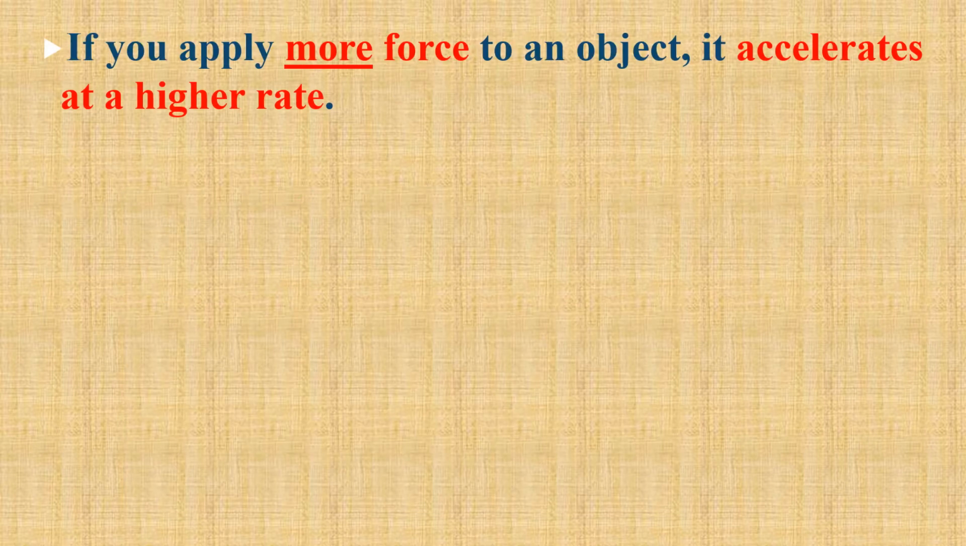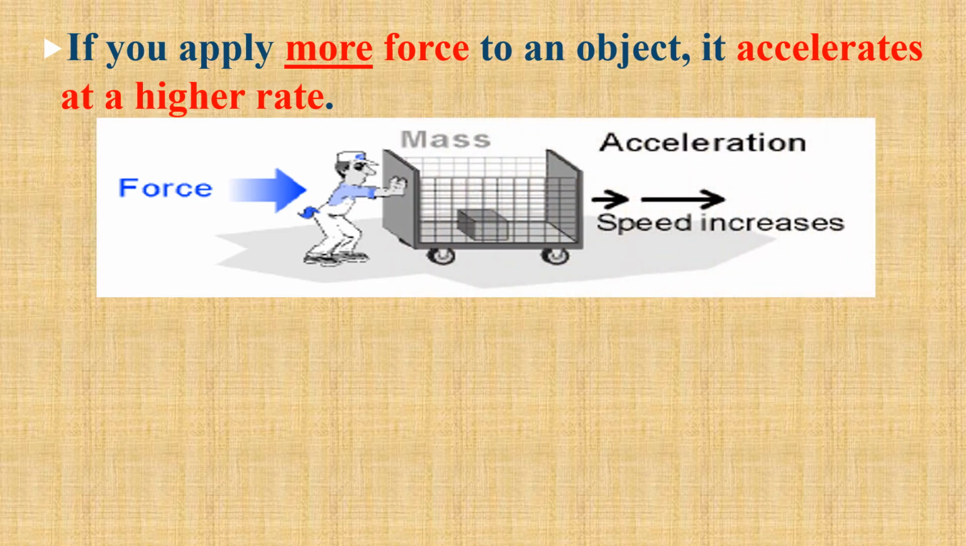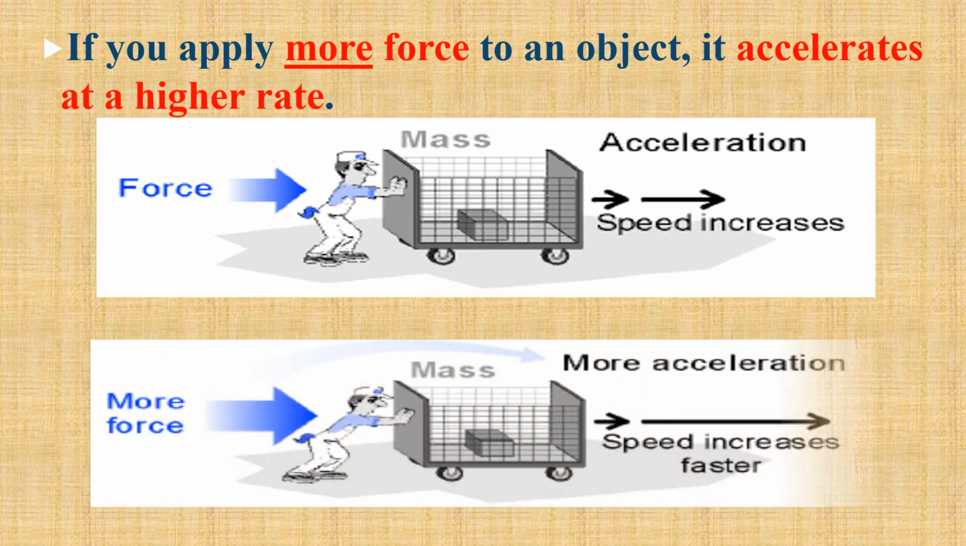If you apply more force to an object, it accelerates at a higher rate. In this picture here, a force is applied to the object, causing it to accelerate. In other words, the speed increases. But if you apply more force to the same mass, more acceleration is achieved. That means the speed increases faster.